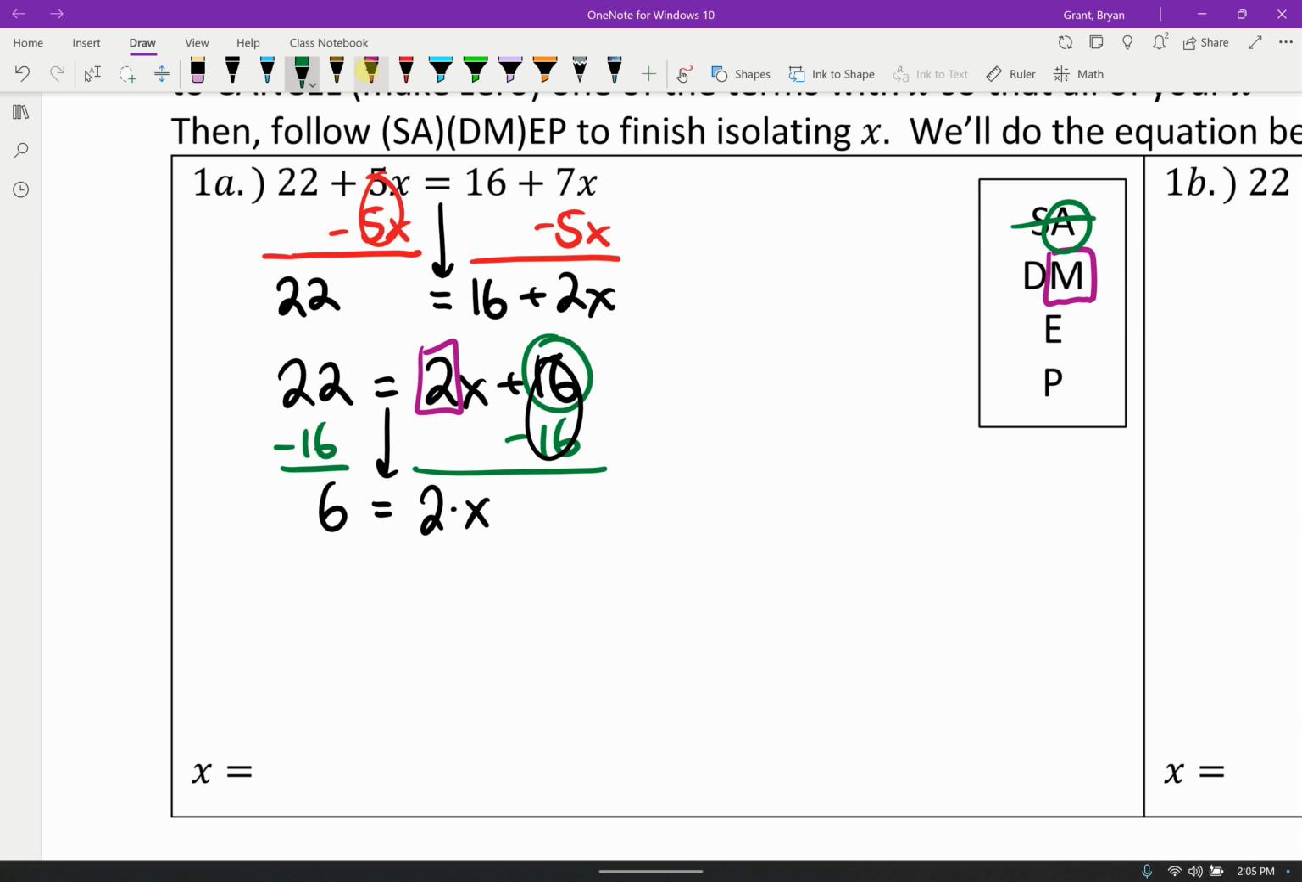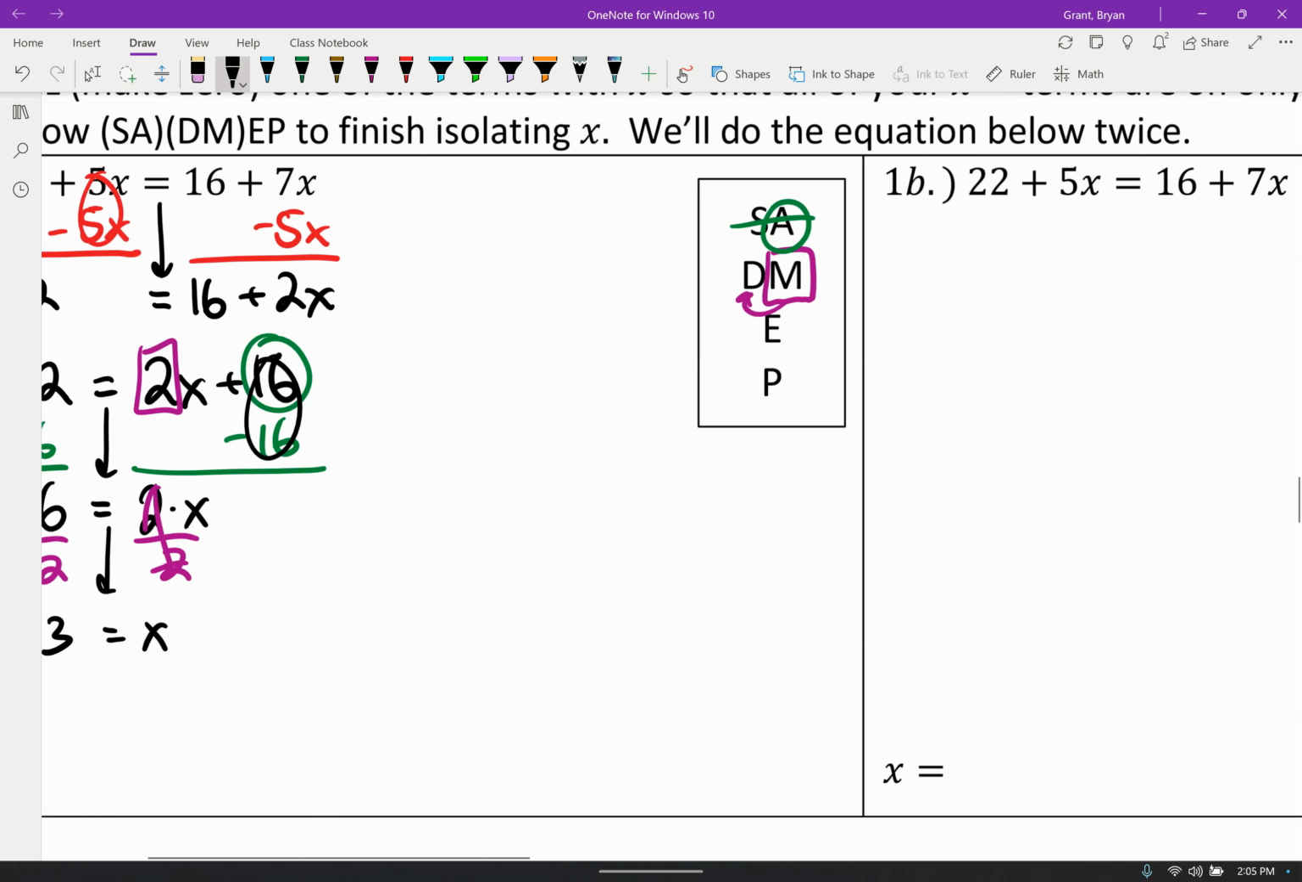Last but not least, we undo the multiplication with division. And 6 divided by 2 is, of course, 3. And so we get 3 equals x, or in this case, x equals 3. Now you might look at me and say, well, wait, how come you knew to cancel the 5x instead of the 7x? We definitely want to start with canceling an x. And the answer is, it actually doesn't matter.